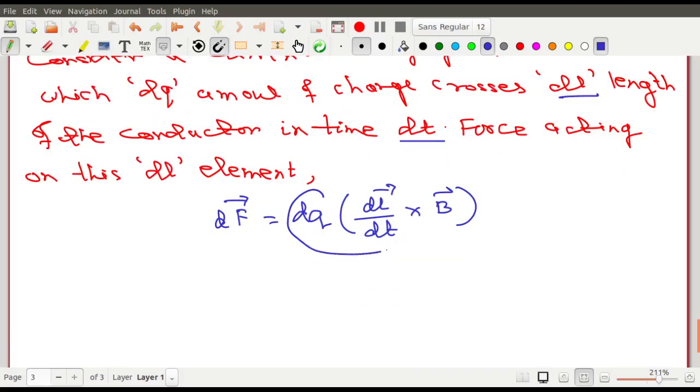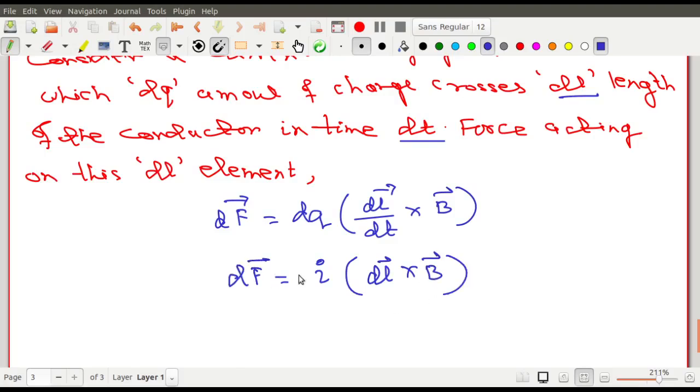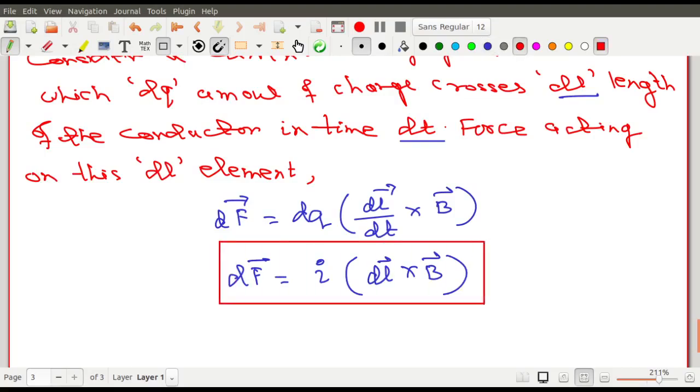Now if you take this dq by dt together, dq by dt you know is nothing but current. So here you get the expression I dl cross B. So this is how you obtain the expression of I dl cross B, which you have also used in your higher secondary classes. So that was my actual goal, to show you the force acting on a current carrying conductor placed in a magnetic field.